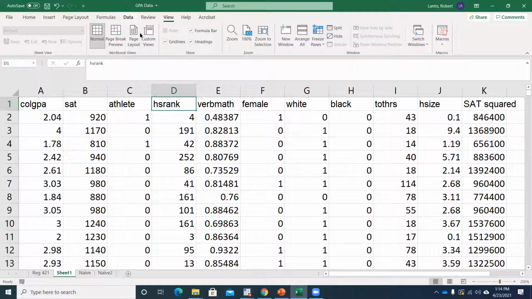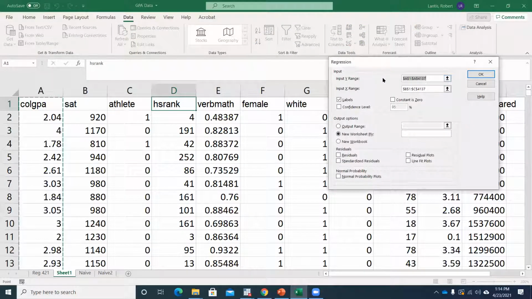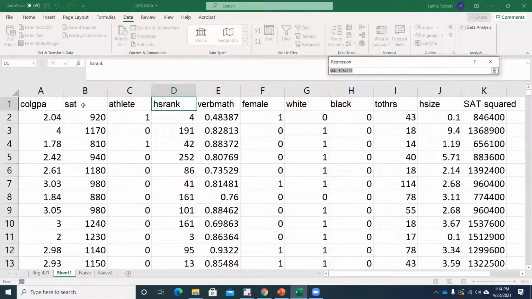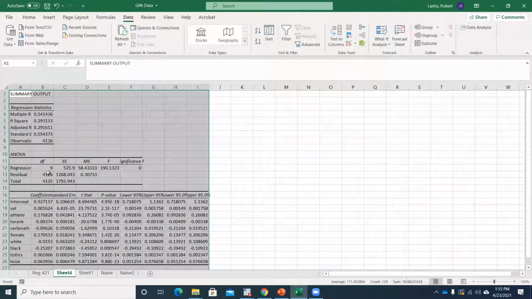So what I'm going to do next is, well, I've got the data, right? I'm still using that GPA as my Y variable. I'm just going to throw the kitchen sink at it. I'm going to include what their high school rank was, their score in this verbal math test, their gender, race identifiers, total credit hours I took, their high school size, right? So Control Shift or Command Shift on a Mac. Just select all those variables. Now I can control for a lot more things.